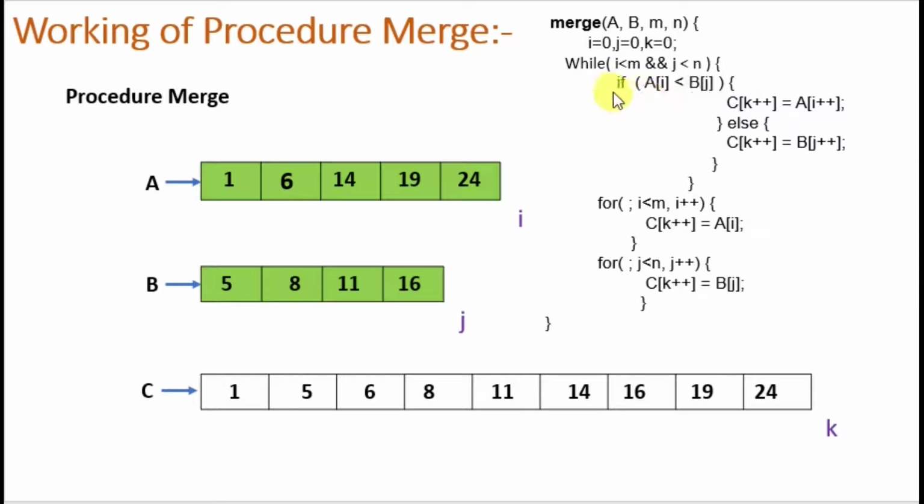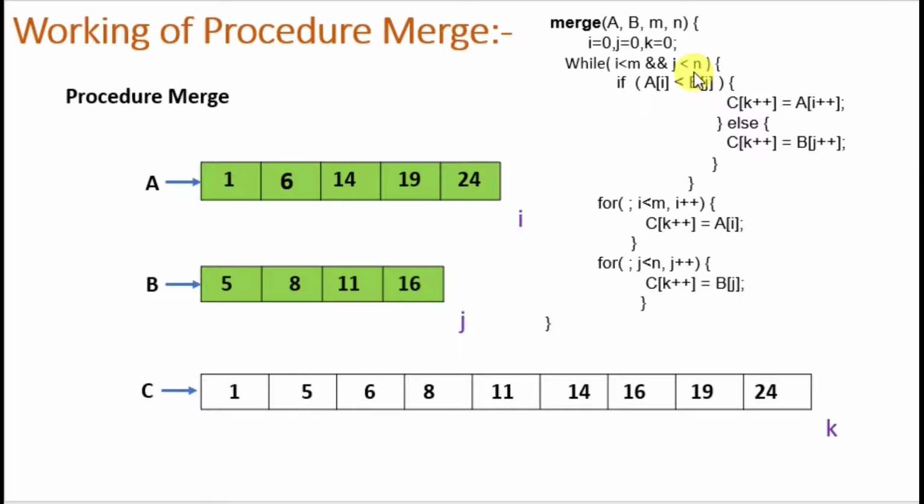So this is the condition where we have seen that if A of i is less than B of j, we are simply copying that A of i into C of k, and if it is not, we are simply copying B of j into C of k, and we are incrementing k, i and j correspondingly. So this while loop will run until i is less than m or j is less than n.